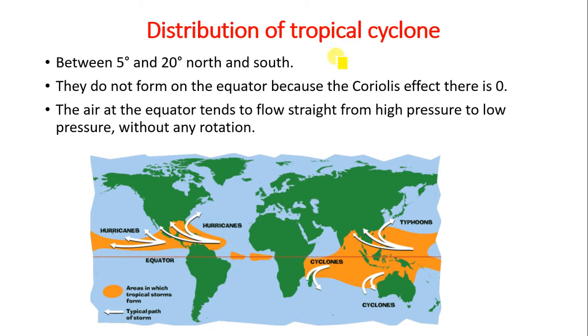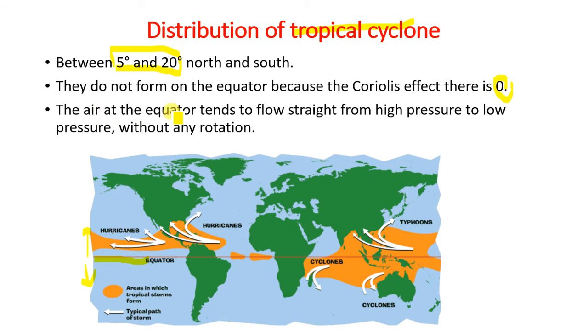Now, what is the distribution of tropical cyclones? You find that, as we've stated earlier, it is between 5 to 20 degrees north and south of the equator. So if this is the equator, just 5 to 20 degrees north and south within this region, you can easily have a tropical cyclone. They do not form on the equator because the Coriolis effect there is 0 degrees.